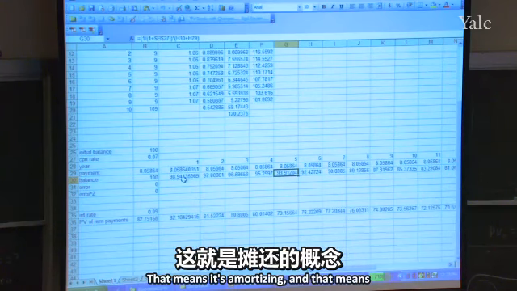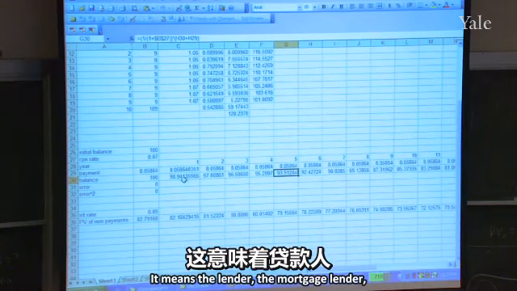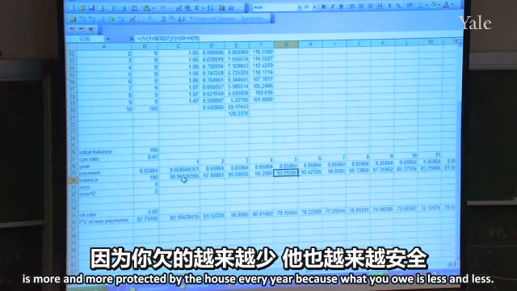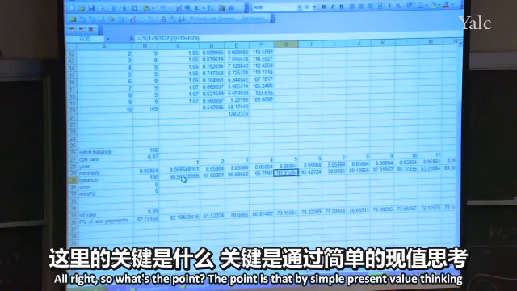That means it's amortizing, and it means if you want to get out of the mortgage, you can get out of it by paying less and less. It means the lender, the mortgage lender, is more and more protected by the house every year because what you owe is less and less. Okay, so that's how a mortgage works. Any questions about that?